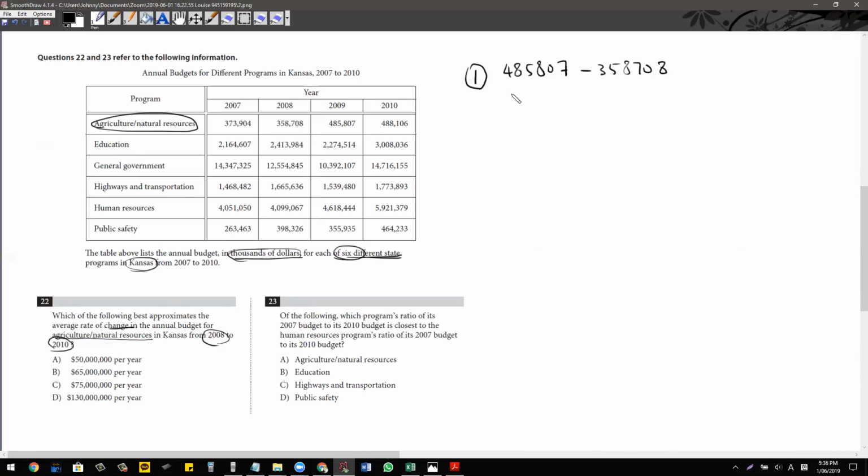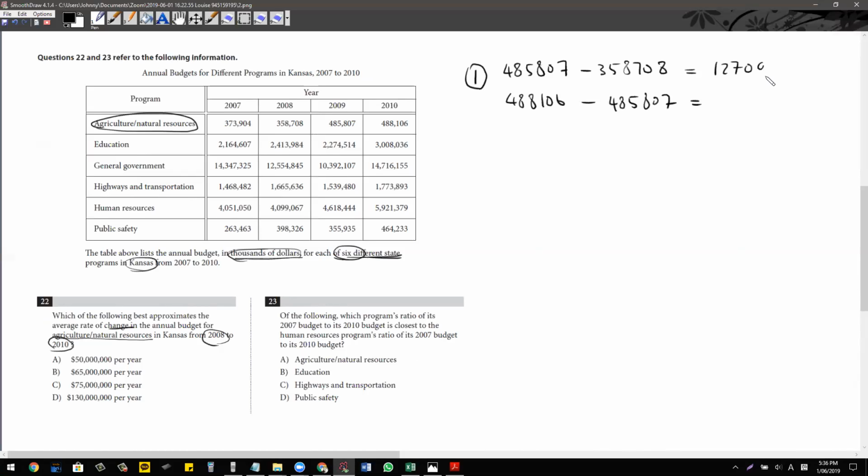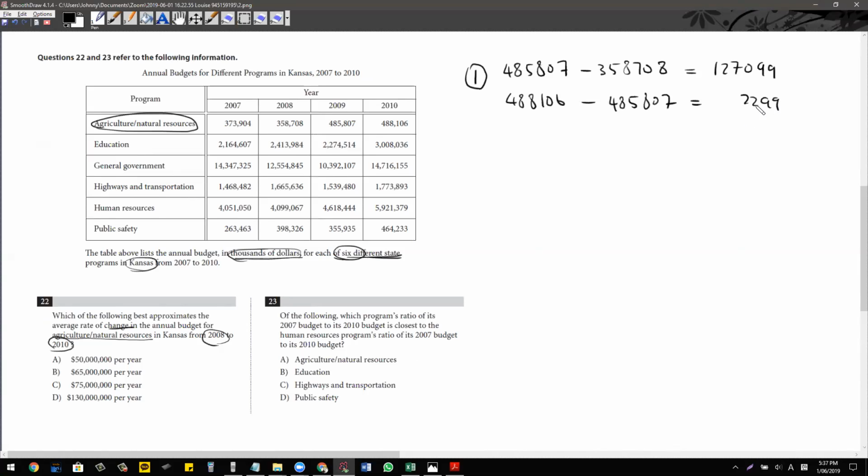And you can also do 488,106 minus 485,807. So there isn't much change here, right? There is a lot of change here. So you can do 485,807 minus 358,708, so 127,099. And then 488,106 minus 485,807 is only $2,299. So that much change happened on the first year, and that much change happened on the second year. But we're talking about the average rate of change.